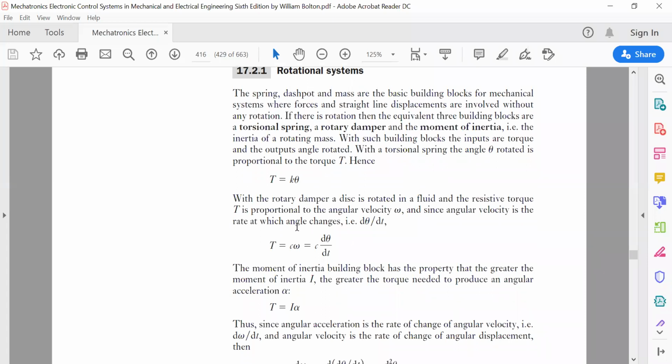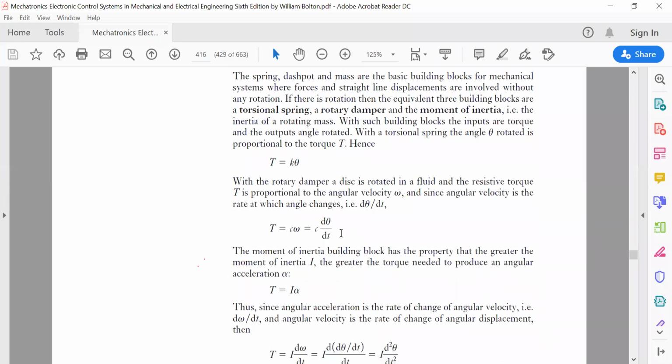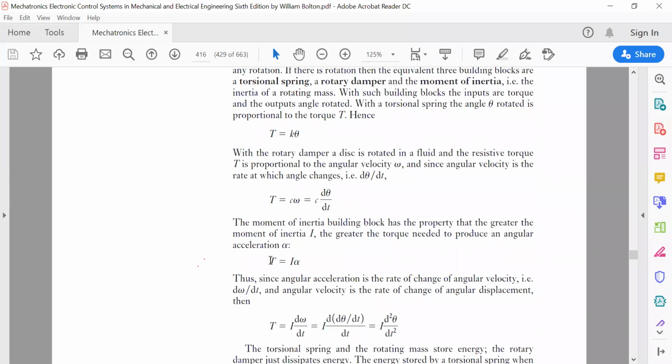Then there will be a rotary damper. The formula was force is equal to C times V. And over here it would be T is equal to C times omega, because there will be an angular velocity involved over here. And this is nothing but the rate of change of angular displacement, which is d theta by dt.